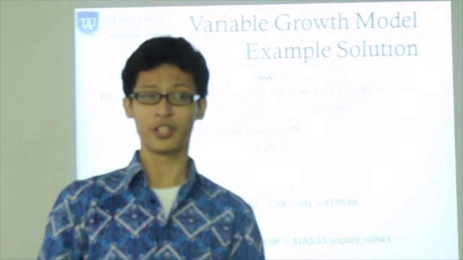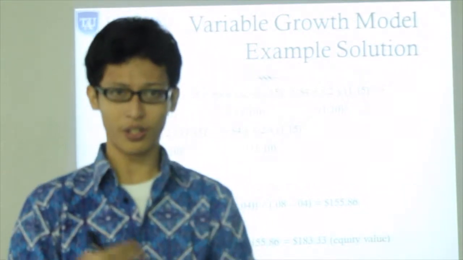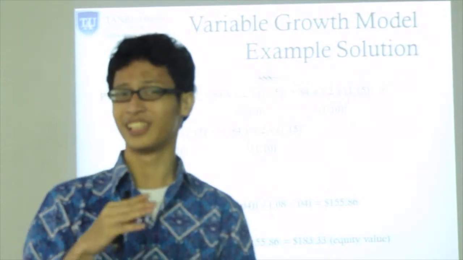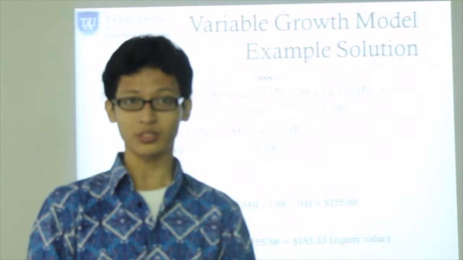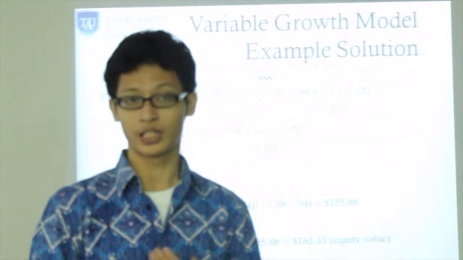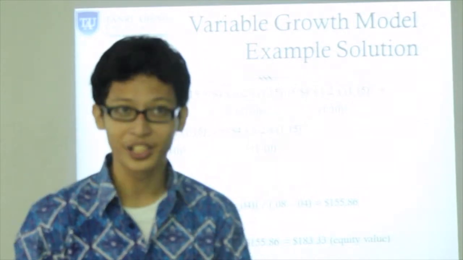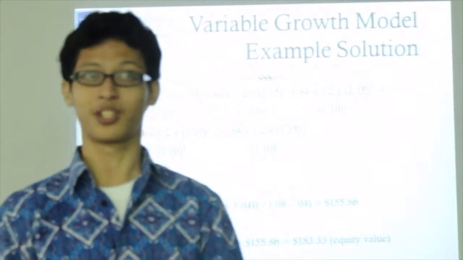This is the equity value. After that, you can calculate the PO of enterprise value. The PO of enterprise value is 183.33 plus the PV of debt of 10, equal to 193.33. This is the enterprise value, and this is a variable growth model sample solution.